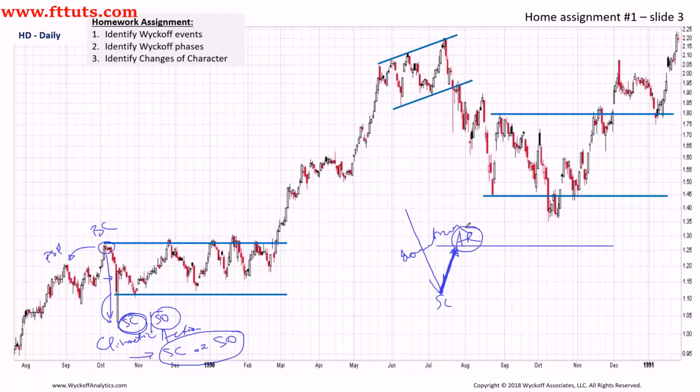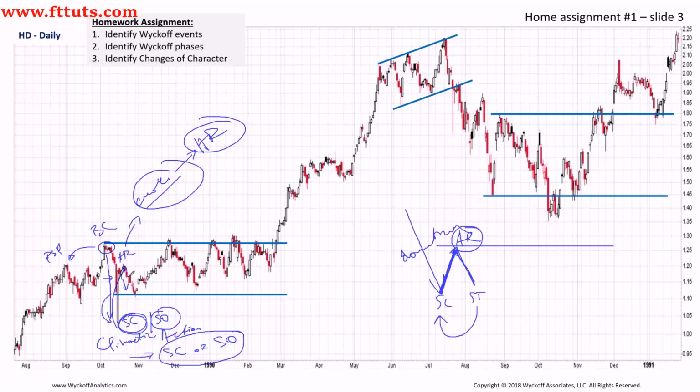Automatic rally in the accumulation. Okay, and then the next reaction would be labeled as a secondary test, which is testing the area of the selling climax. That's exactly what is happening here. Why do we say that this is an automatic rally? Well, look at the quality of the rally. What does this tell you? Relative to the downtrend, it's a change of character. It's the largest reaction to the upside since the buying climax. So of course, this is going to be a change of character, and therefore it could be labeled as an automatic rally.